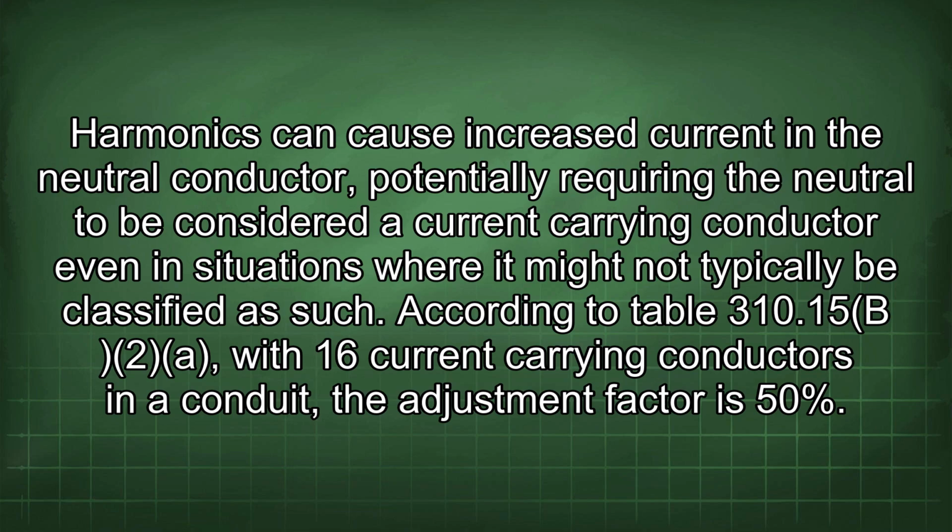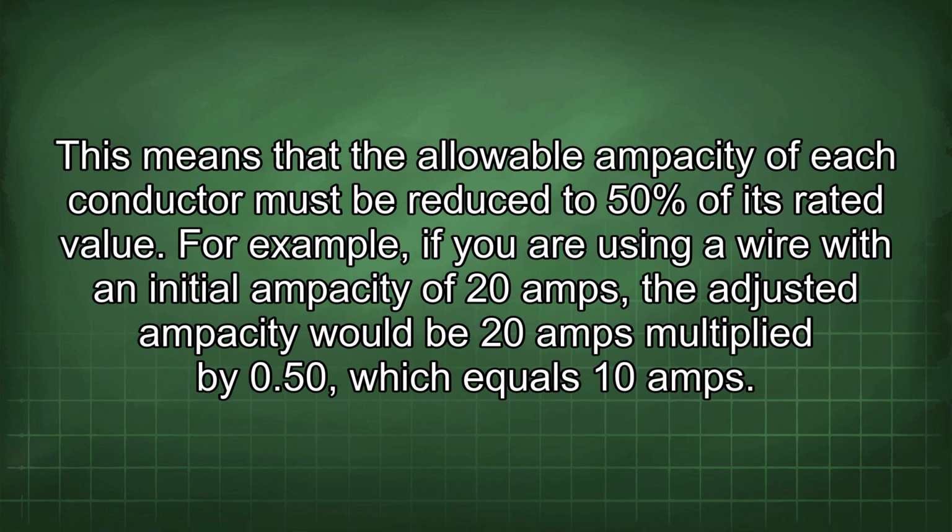According to Table 310.15(B)(2), with 16 current carrying conductors in a conduit, the adjustment factor is 50%. This means that the allowable ampacity of each conductor must be reduced to 50% of its rated value. For example, if you are using a wire with an initial ampacity of 20 amps, the adjusted ampacity would be 20 amps multiplied by 0.50, which equals 10 amps.